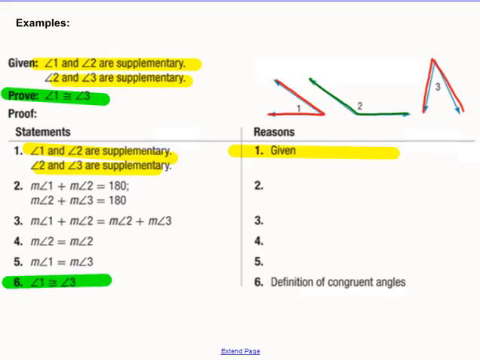From step 1 to step 2, what's changed? Well, if we look at the first step, we've got this fancy vocabulary word, supplementary. So if we have a vocabulary word, we know that it's a definition. So if we look at step 2, the reason that angle 1 and angle 2 equals 180 degrees is because of the definition of supplementary angles.